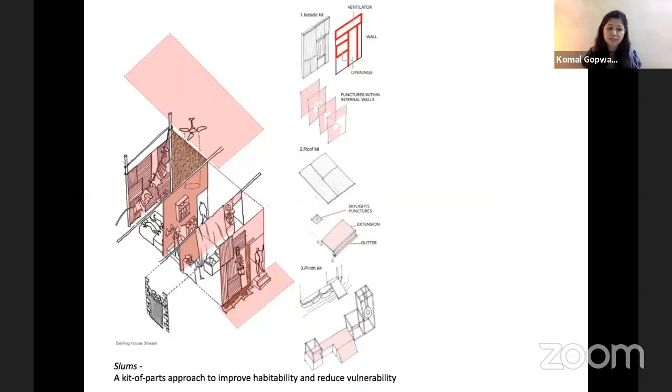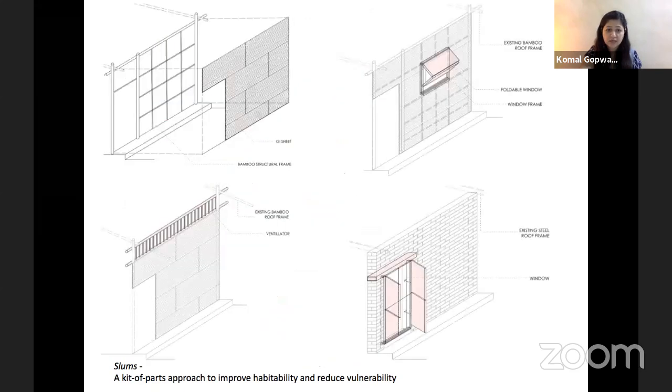For the slums, the intervention looked at a kit of parts approach, because people make their houses as finance gets mobilized and as material is available, and it happens over a long period of time. And so the kit of parts looked at a roof kit because there is a lot of leakage, the plinth kit because of the seepage from the ground, as well as the facade kit.